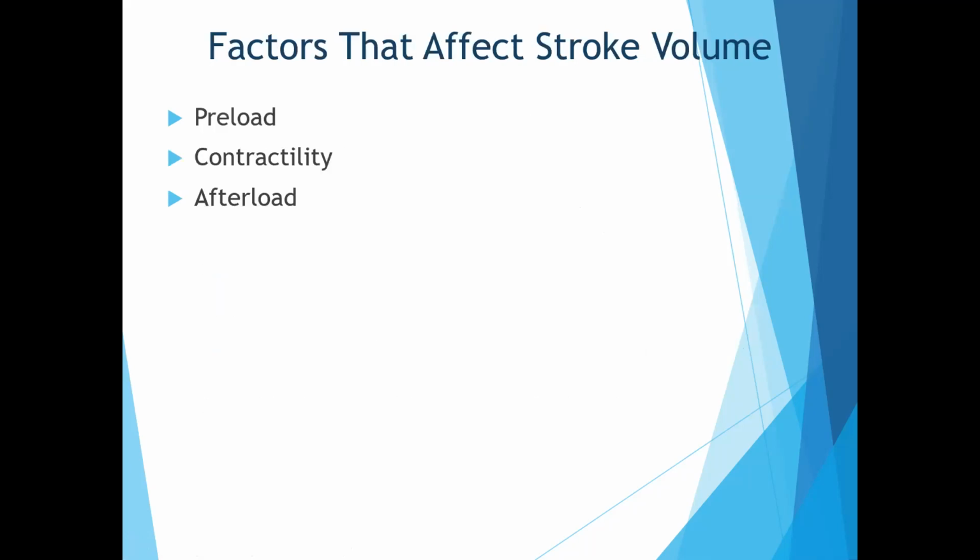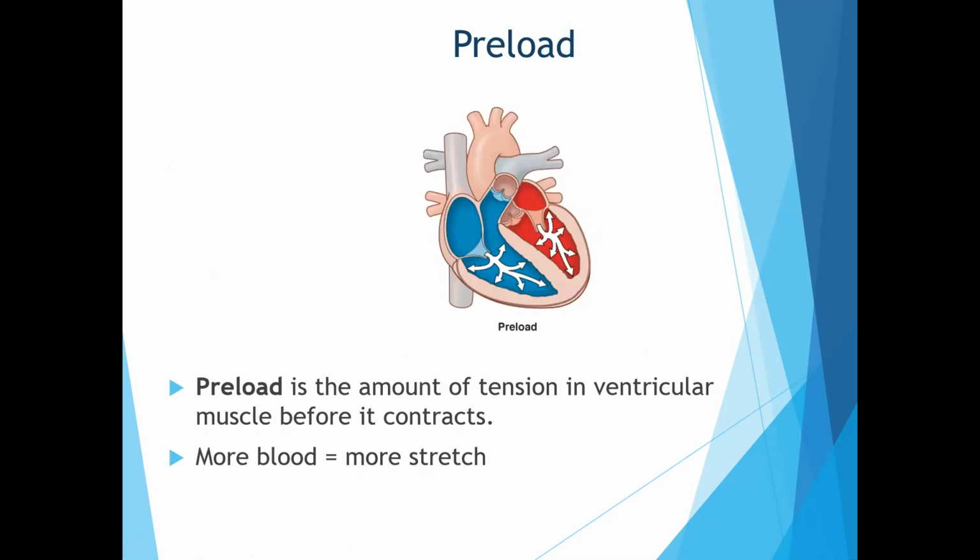Okay, we're going to talk about these three factors individually, and these affect stroke volume specifically, not just cardiac output, but stroke volume specifically, and therefore cardiac output. Okay, preload. Preload is the amount of tension in our ventricular muscles before it contracts. So this is really determined by the amount of blood filling in. So the more blood there is filling the chambers, the more stretch you're going to get. If you think about a rubber band, the more the stretch, the stronger.